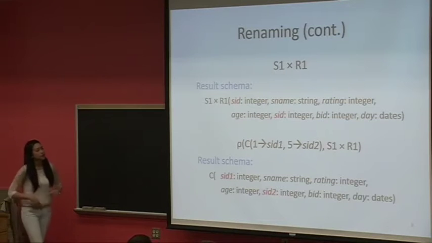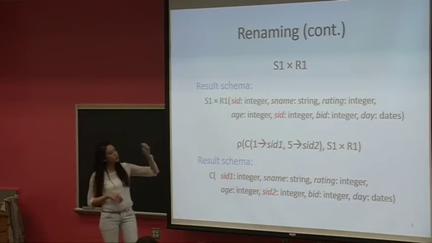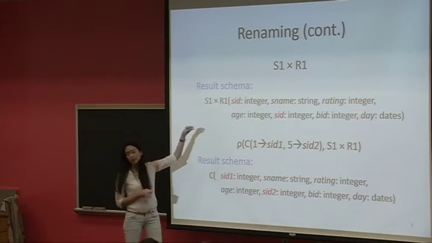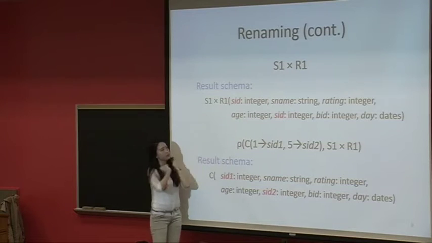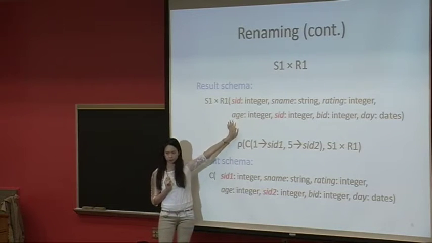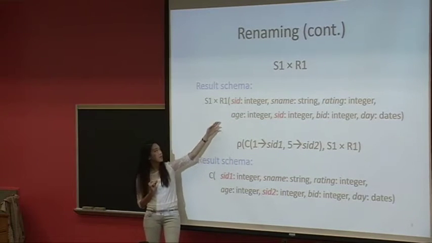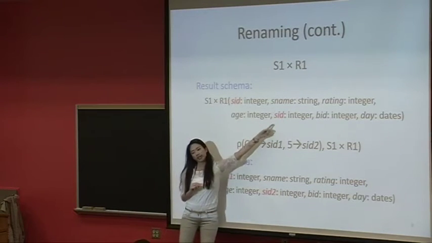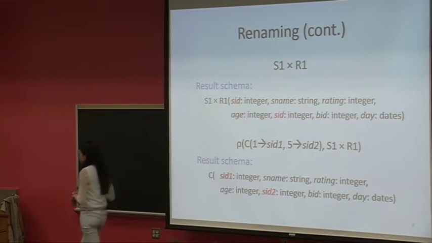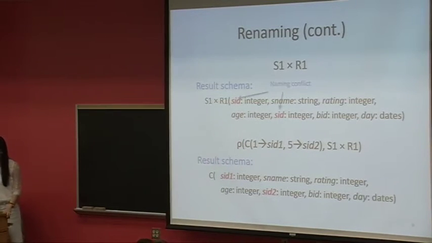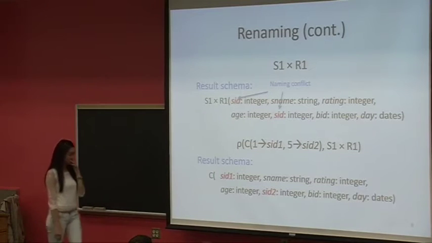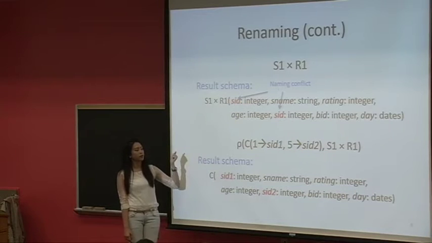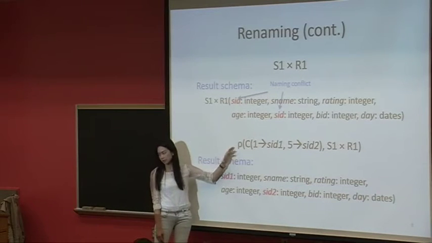Here's an example. So we want to use the S1 taking cross product with R1. So as we know, if you look at the previous table, that has a lot of fields in the result, right? So this will be the schema for the result. We have not done any renaming yet, so we just keep the name for now. So as you can see, both have SID, right? So then this is where it actually creates the naming conflict. So we want to avoid this situation, to avoid confusion. So that's why we will need renaming.